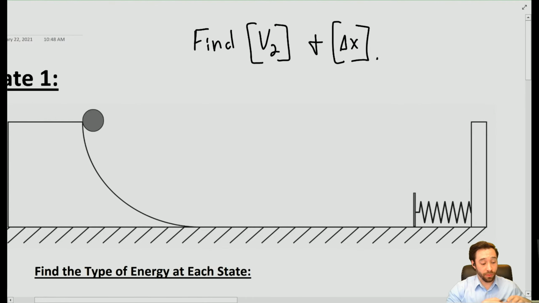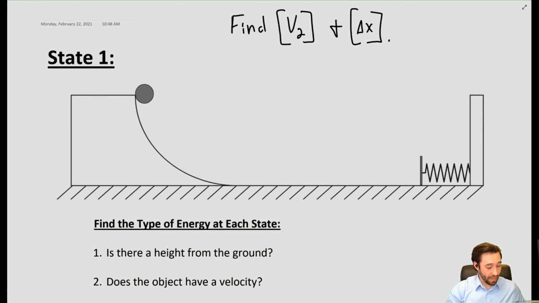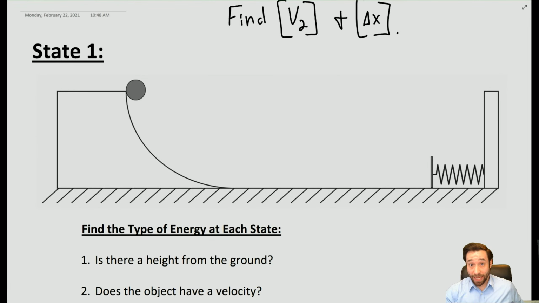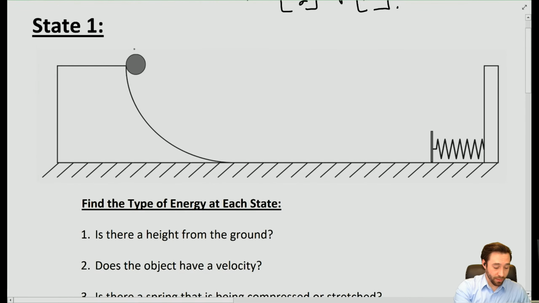first off, the things that we're going to try to find in these problems are the velocity at state 2 and the amount of compression that the spring experiences. At state 1, we have to figure out what type of energy is present. There are 3 questions we ask to figure out what type of energy is present at each given state. The very first question is: is there a height from the ground? I look at the object, the thing that's moving, and determine whether there is a height from that object to the ground.